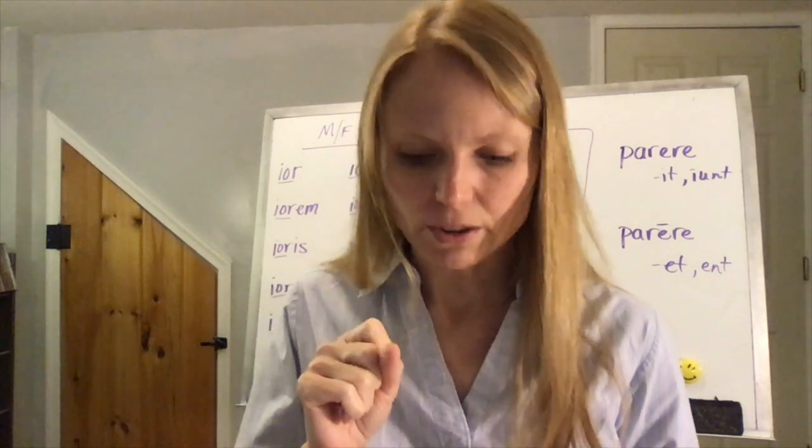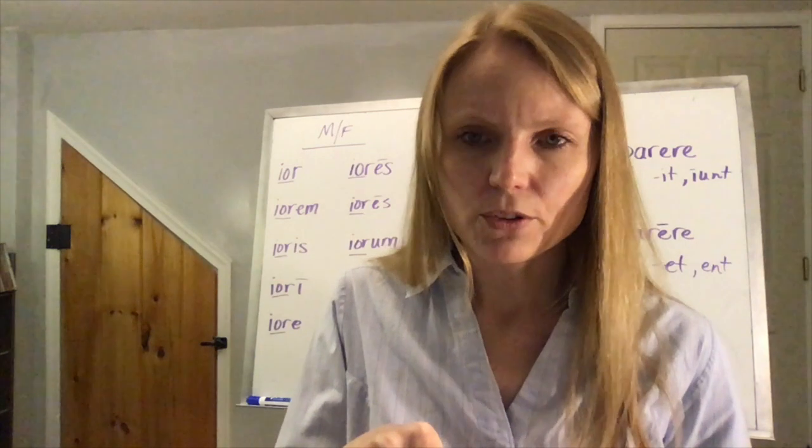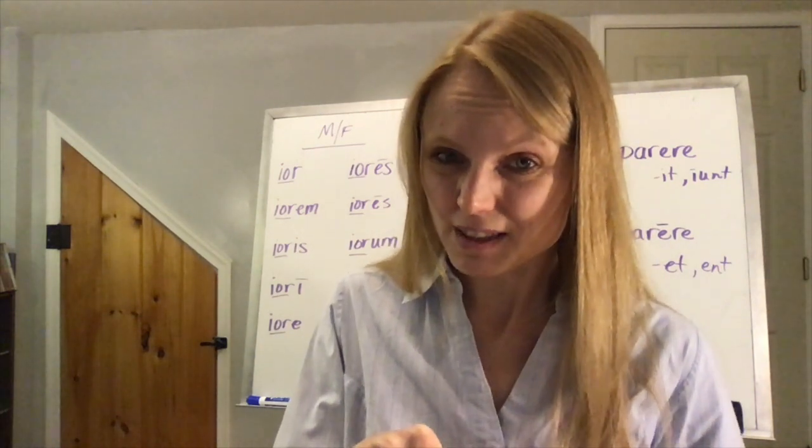Now this is your weird sentence. I want you to put a little box around the ending on castra and right above it, PL. Why are we writing PL? Because it's always a neuter plural, okay? Then I want you to underline the verb, two lines underneath the verb. Do you notice that the verb is singular or plural? It's singular, okay?